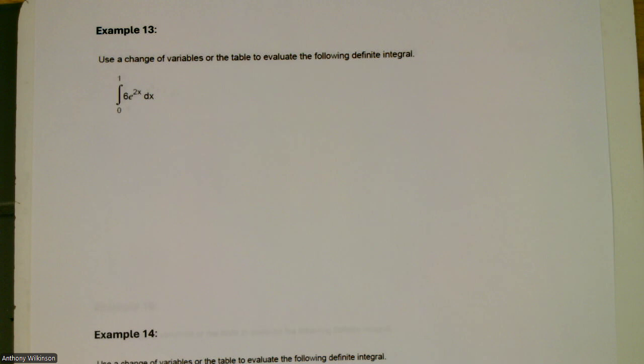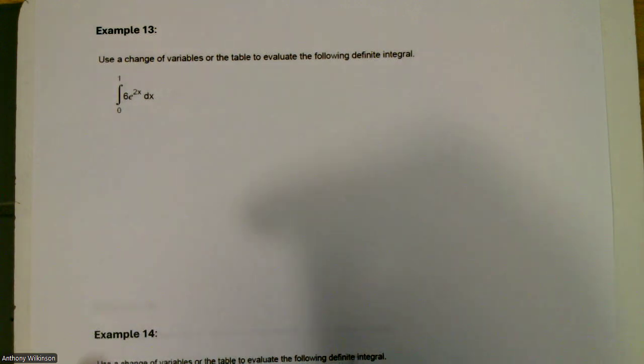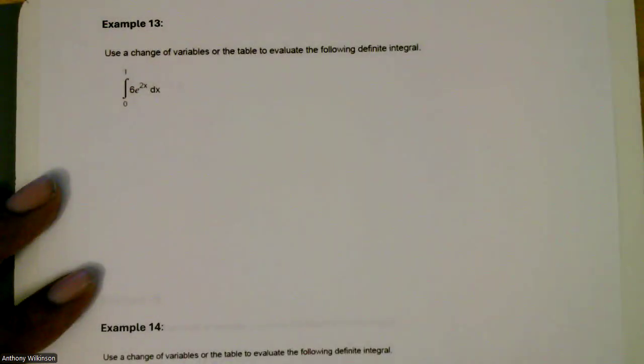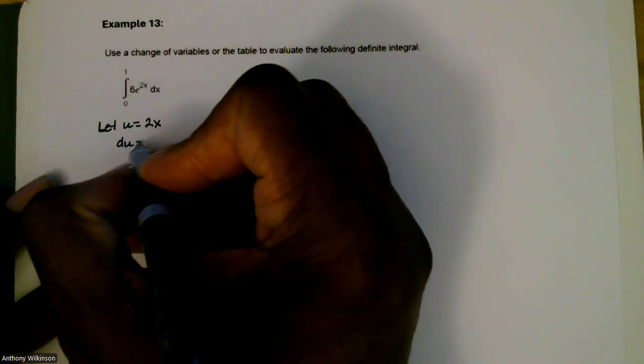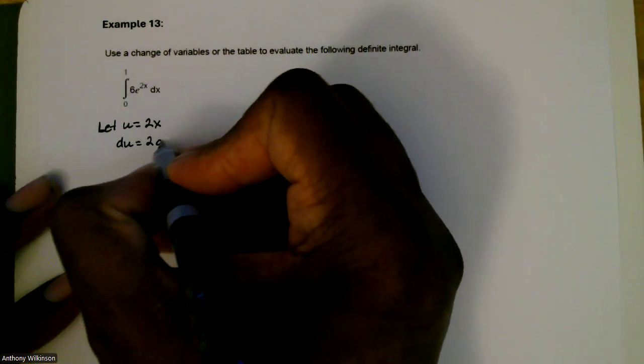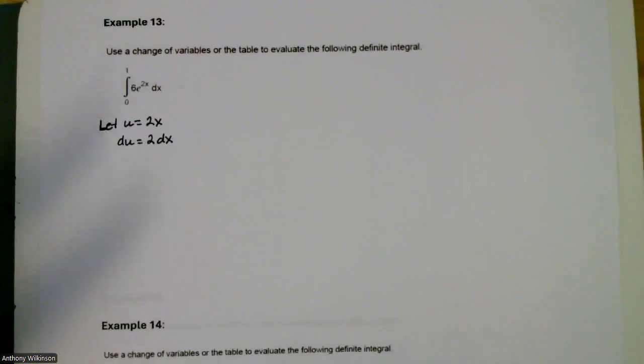In this case, we'll first start by letting u be the exponent of the e. Because when we have e to something, it's best to let u be whatever that exponent is. So I'm going to let u equal 2x. And then du, of course, will be 2 dx when we take its derivative.